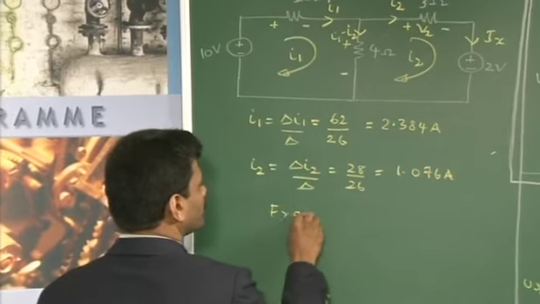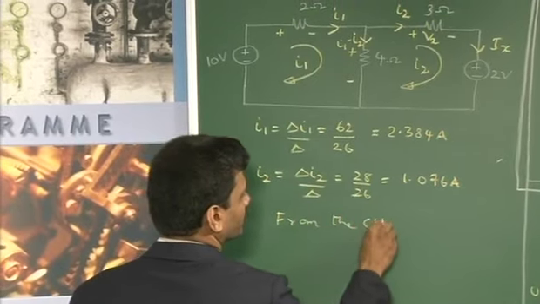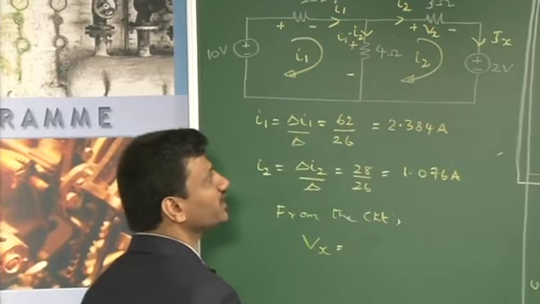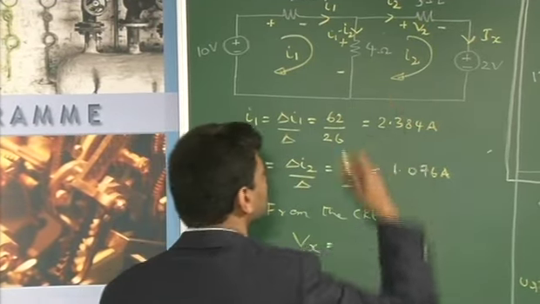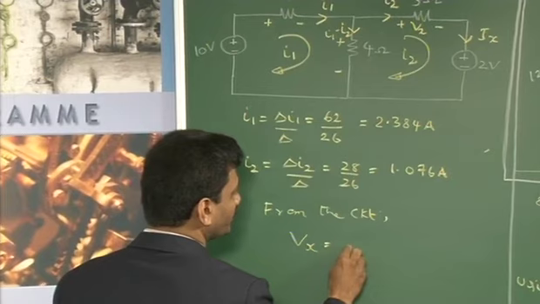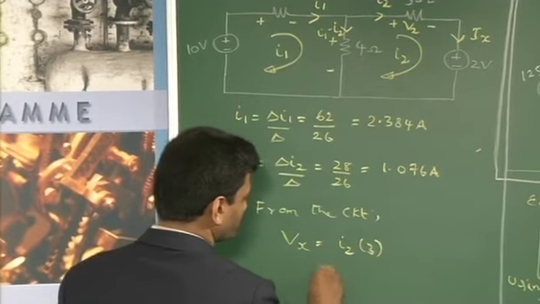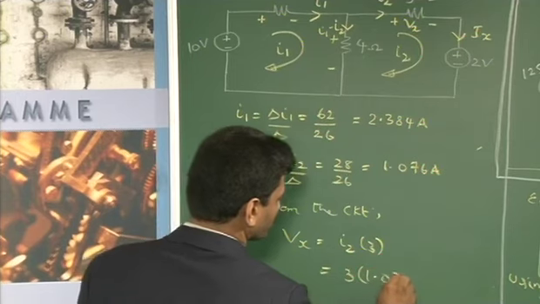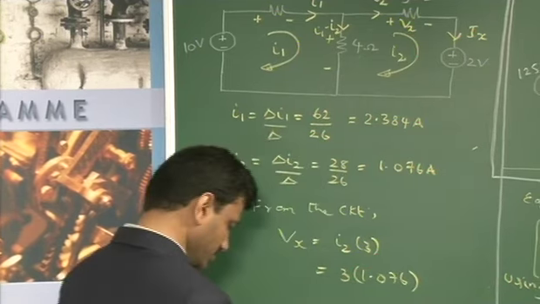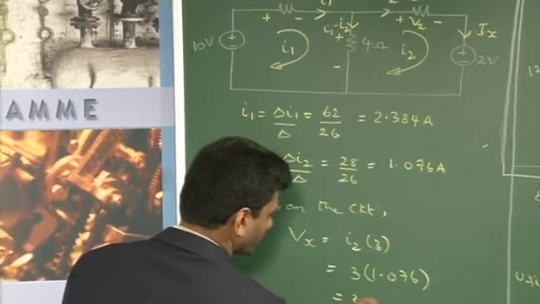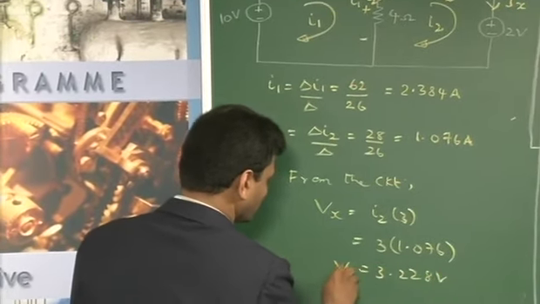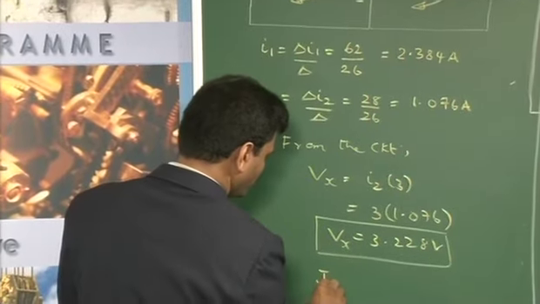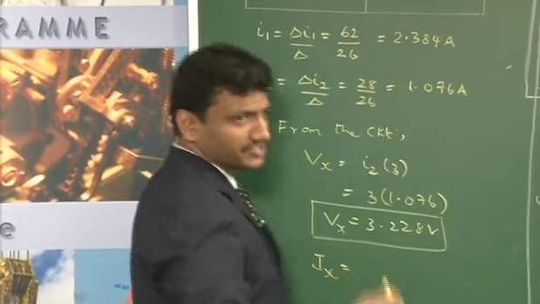From the circuit, what is Vx? Vx is given by the current that enters the positive polarity multiplied by the resistance, 3 ohms. So, it is I2 into 3 basically. You can write it as 3 into 1.076, which turns out to be 3.228 volts.